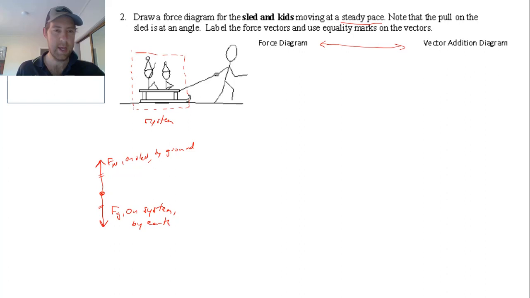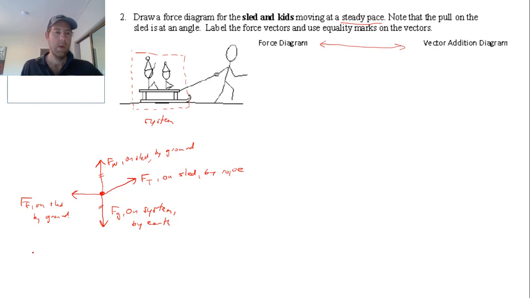Then there is a tension force, and you can see that goes up at an angle. Force tension on sled by rope. It's going at a steady pace, constant speed, so there must be some backwards force. And that obviously is going to be friction on sled by ground. Right.